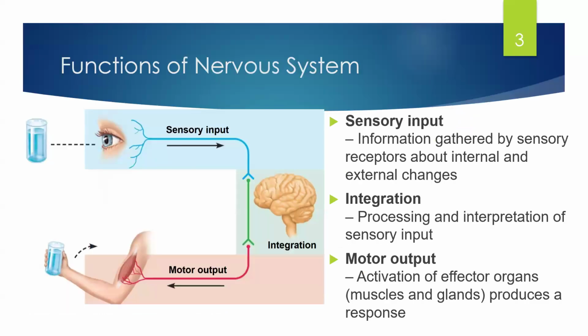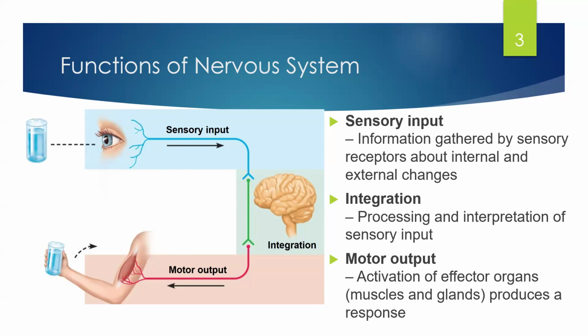So we're starting with chapter 11, functions of the nervous system. The big 3 things with the nervous system are sensory input, integration, and then motor output. Sensory input is basically using your senses, seeing, hearing, tasting, things like that. Sensory input is information gathered by your sensory receptors about internal or external changes. So we can see here in the image, we are using our sense of sight to see the water.